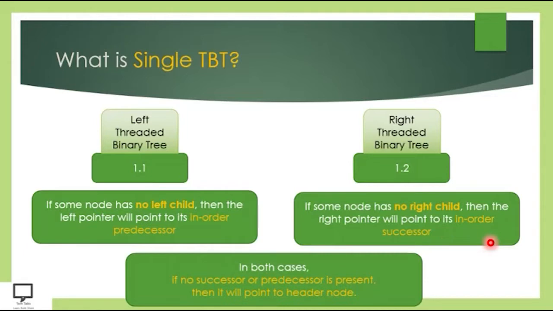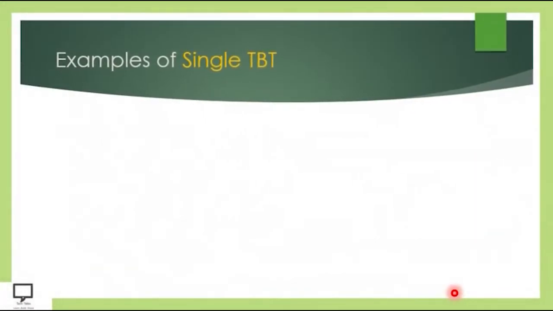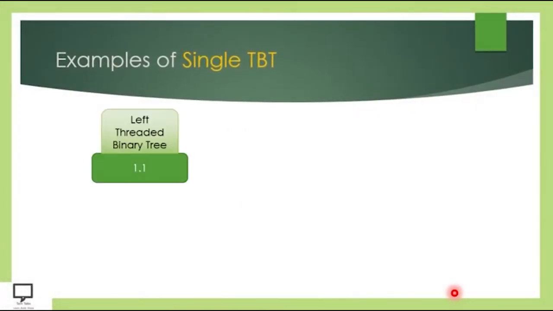If this is the situation, then in both situations what we have to do is point both the left pointer and the right pointer to the header node. Here I am going to explain all these things with the help of an example. So let's see the example of a left threaded binary tree.